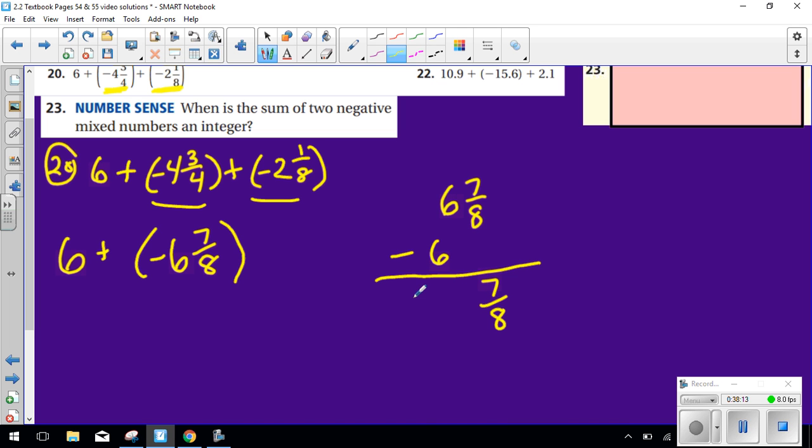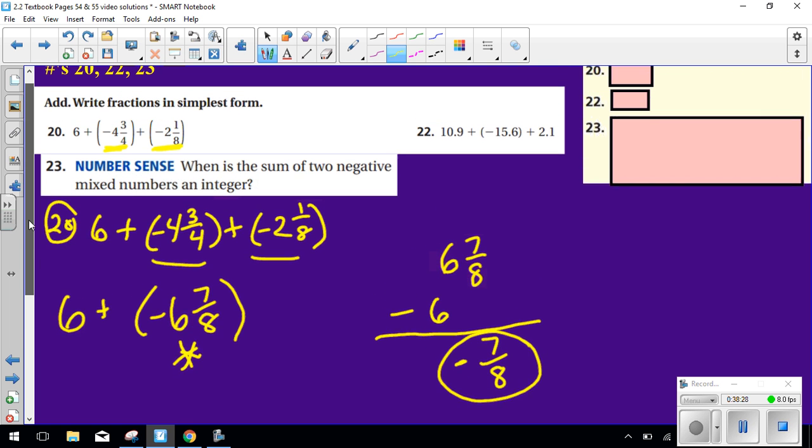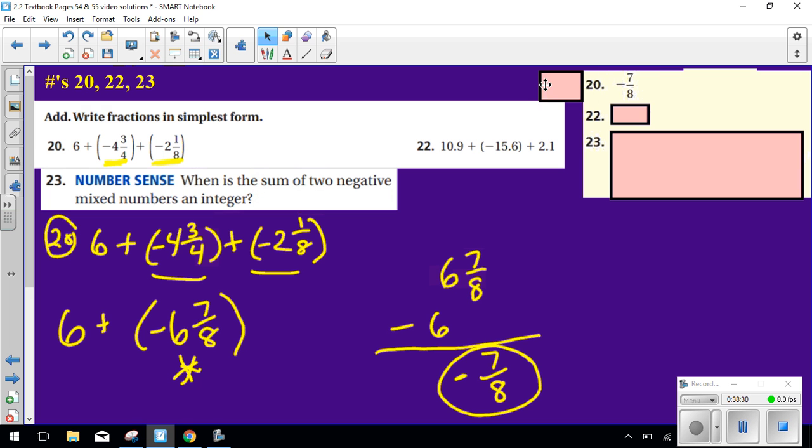Now remember, when your signs are different, you subtract. Who gives you a bigger absolute value? This guy does, and it's negative. So my final solution has to be negative 7/8. Okay, I will be erasing number 20. If you need any part of it, please pause or backtrack now.